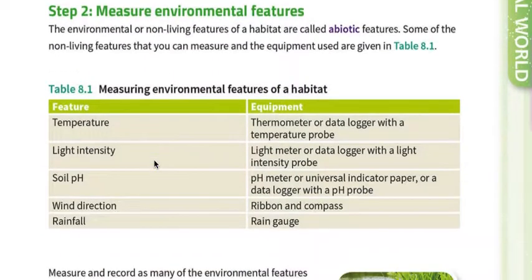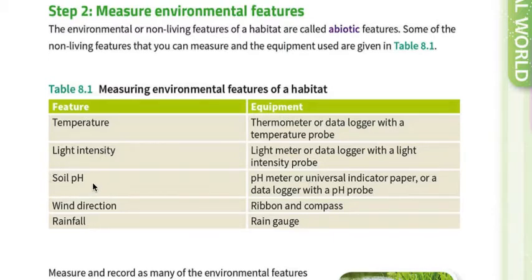and it will give you a better idea of the different features of a habitat, how we're going to measure certain things, be it temperature or light intensity, soil pH, wind direction. All these will give us a better idea of the habitat and maybe what type of plants are likely to grow there, what sort of insects are likely to go there.